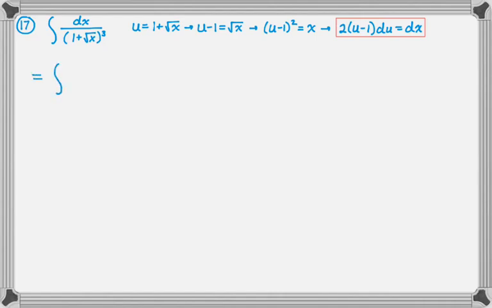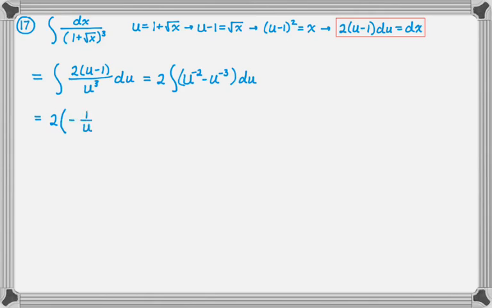Let's see. So dx is 2 times the quantity u minus 1, over u cubed, du. Let's simplify that. So I'm going to take 2 out. u over u cubed is just u to the negative 2nd. 1 over u cubed is u to the negative 3rd, du. And we will reverse the power rule all the way through. So plus 1 times the reciprocal gives us this. And then plus 1 times the reciprocal gives us this.